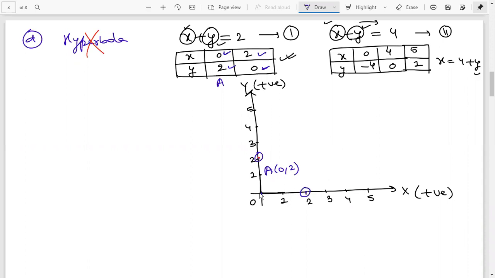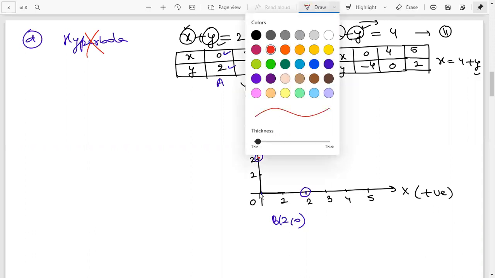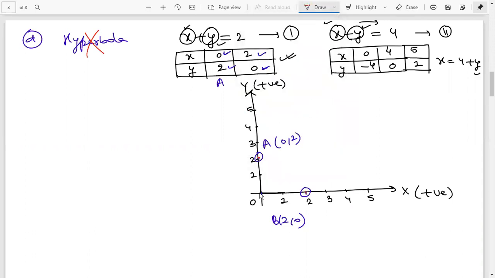So this will be the B point, 2, 0. And here we have, let us write the value a bit separate, a 0, 2. And let me plot this B point as a red dot. So these were the 2 points.